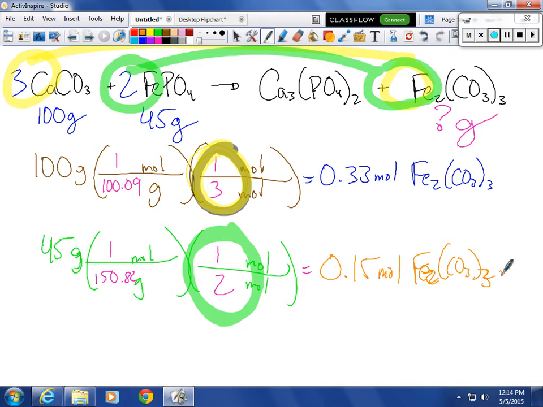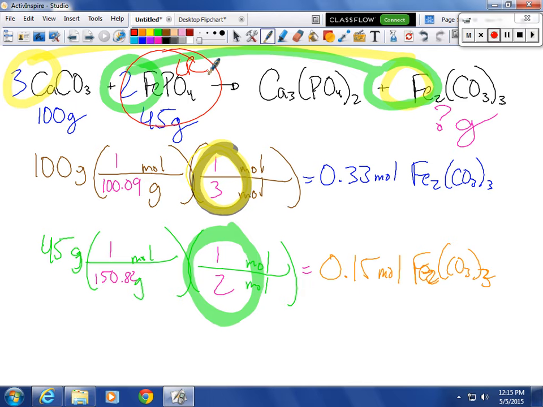All right, from this, can you determine your LR? Who is it? Very good. Why is this the LR? It produced the least amount. All right, have I answered my question though? Have I? The question is how many grams?